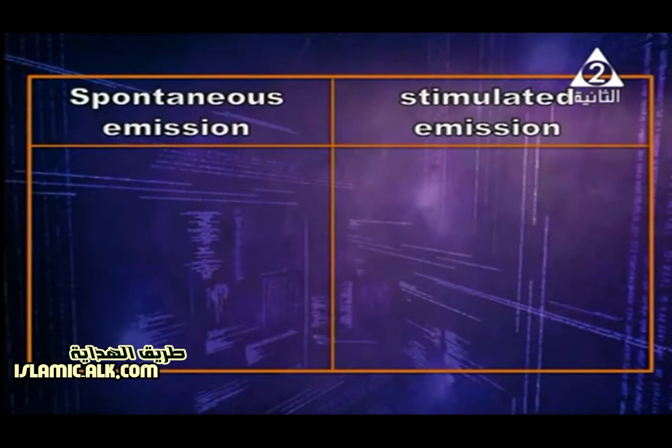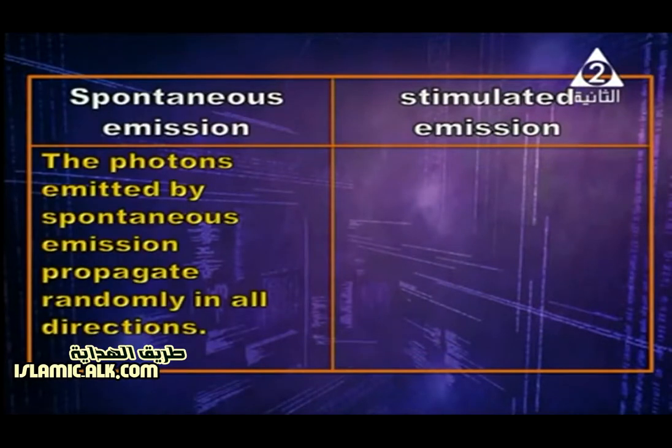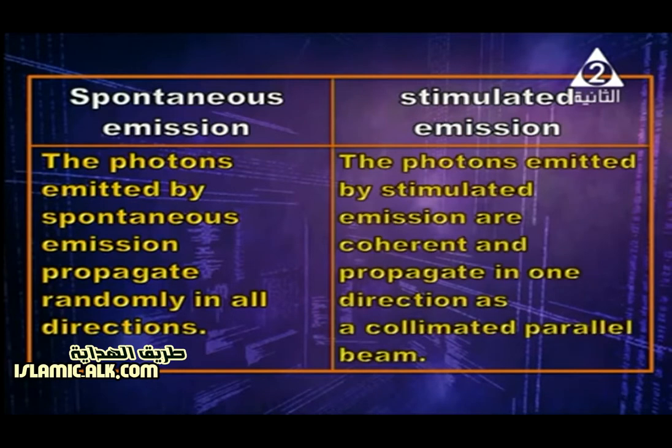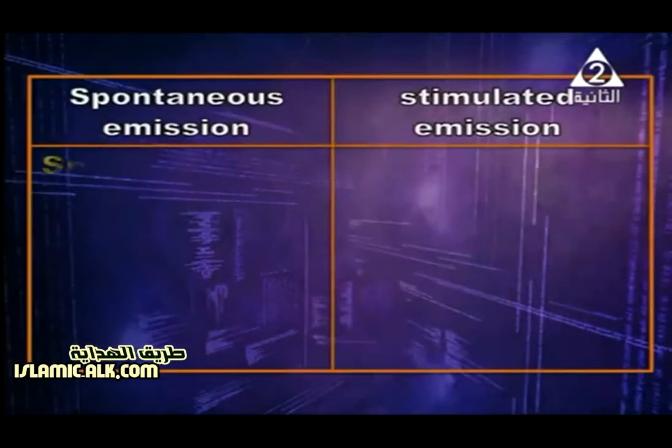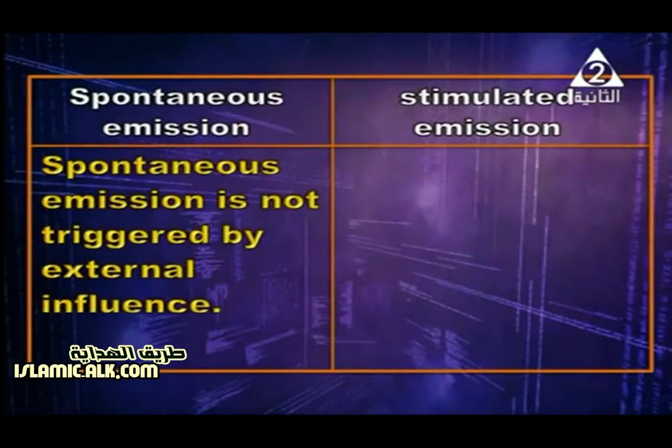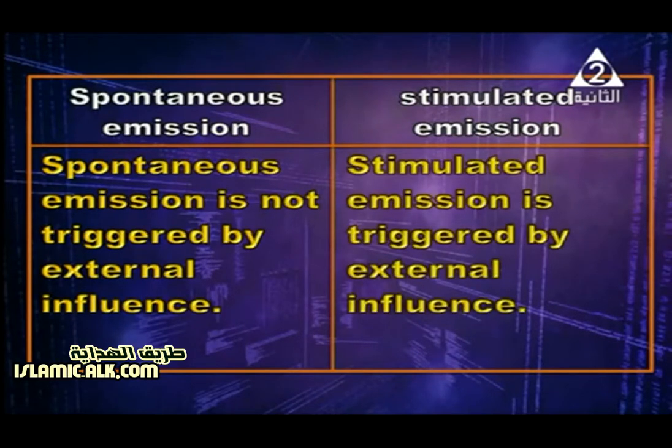Another point of difference: photons emitted by spontaneous emission propagate randomly in all directions. Okay, they are divergent. But photons emitted by stimulated emission are coherent and propagate in one direction as a collimated parallel beam. Spontaneous emission is not triggered, is not caused by external influence. But stimulated emission is triggered by external influence.